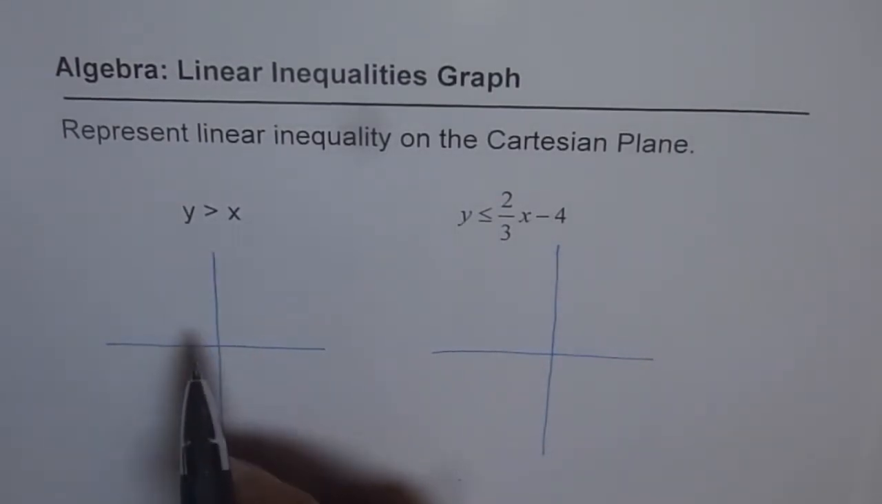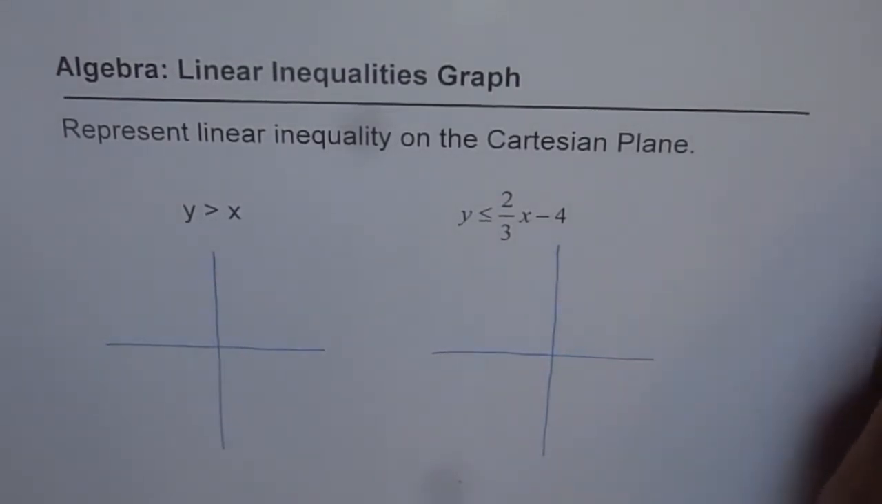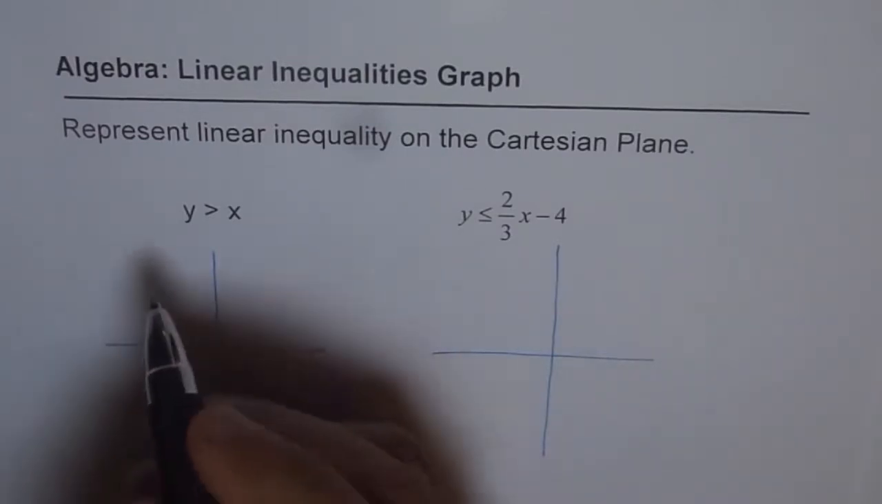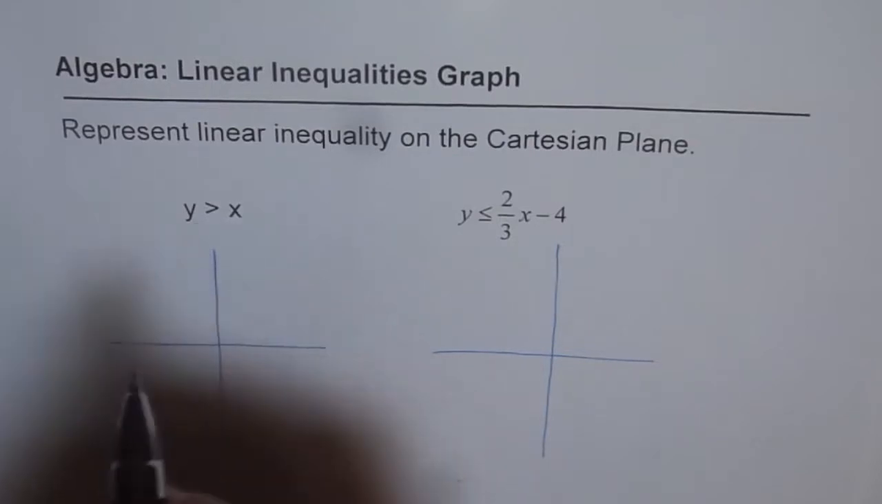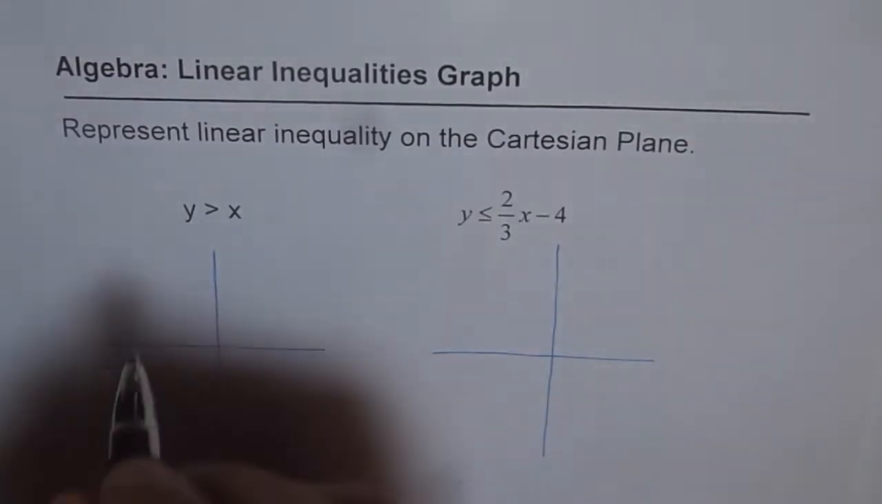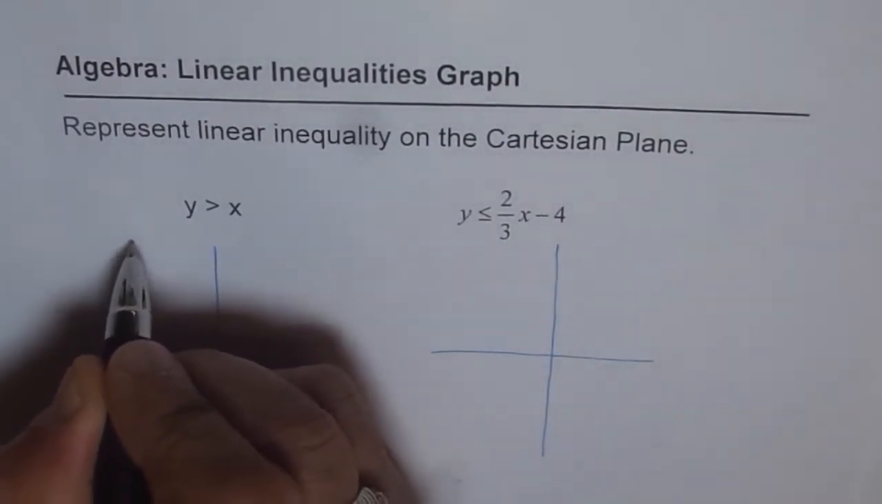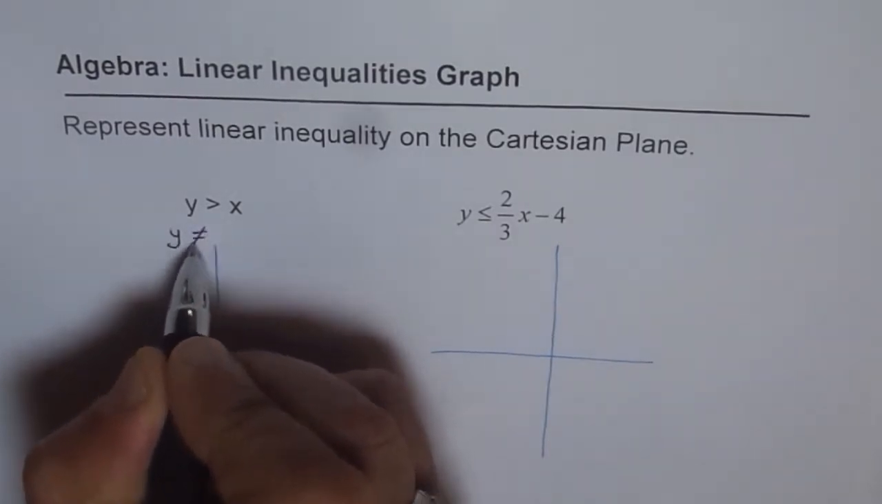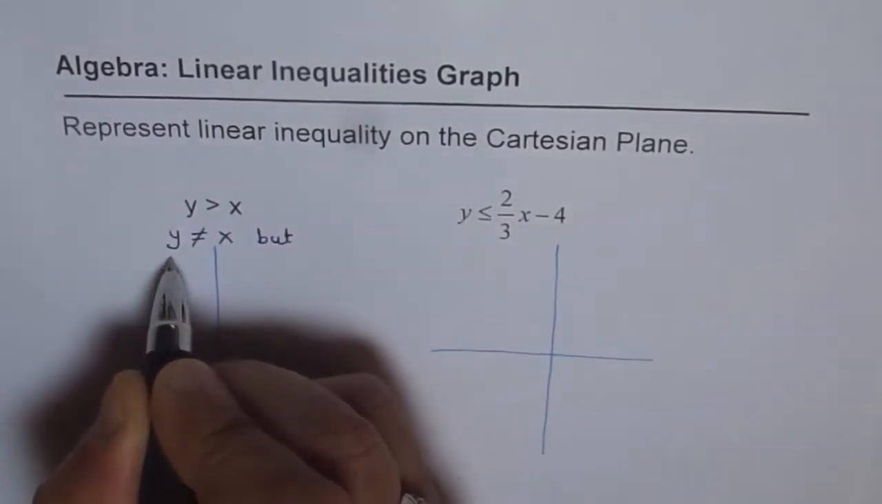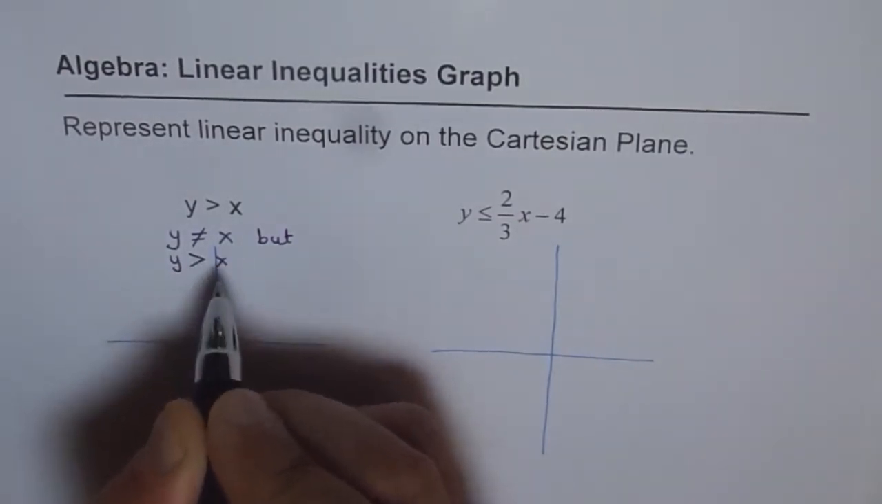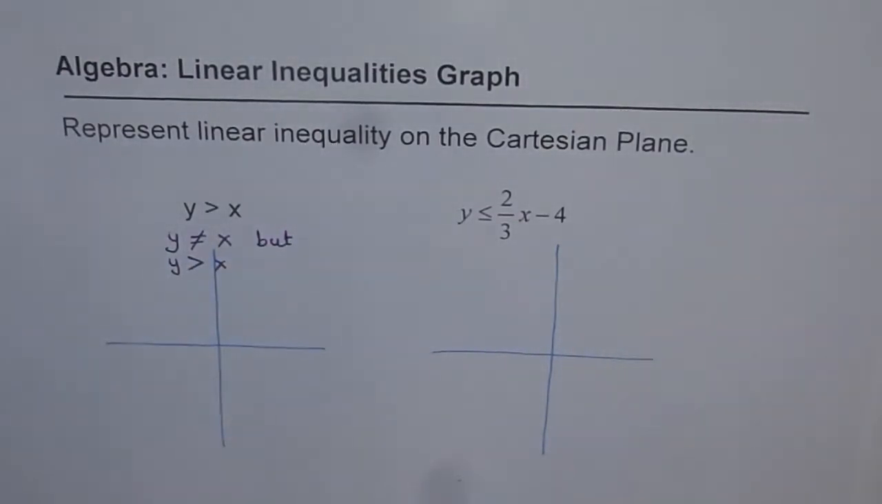So y greater than x, how should you understand this inequality? It really means that if you consider the line y equals x, y is not equal to x, but y is greater than x. This is how you should look into it. So y is not equal to x, but y is greater than x. That is what we're trying to graph.